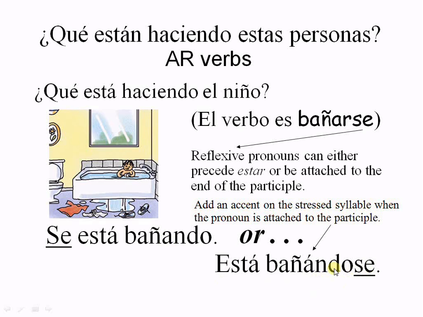Or you can attach it to the verb in the ing form, forming one long word. And in this case, you need to place an accent mark, okay? You add an accent mark on the stressed syllable when the pronoun is attached to the participle. So just to be safe, I would recommend you place the reflexive pronoun before the verb estar, just so you don't get confused where to place the accent mark.